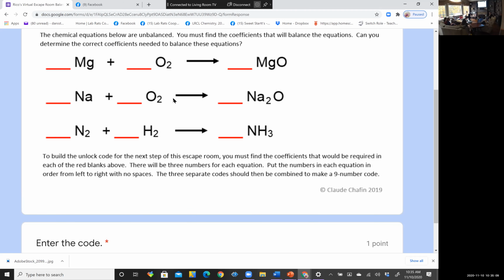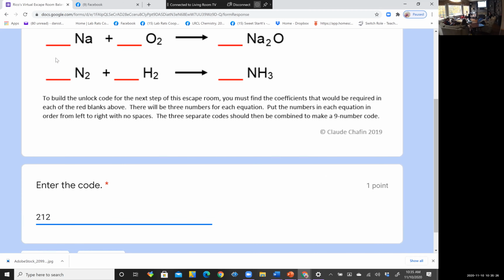Okay, so what's the next one, Jenny? It says these separate codes should then be combined to make a 9-number code. Yep. So there should be 1, 2, 3, 4, 5, 6, 7, 8, 9. So we have 3. Now we're on this one with sodium and oxygen. All right, you tell me, what do we have to do? 4, 1, 2.